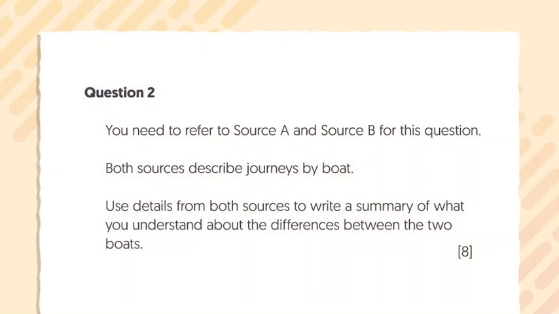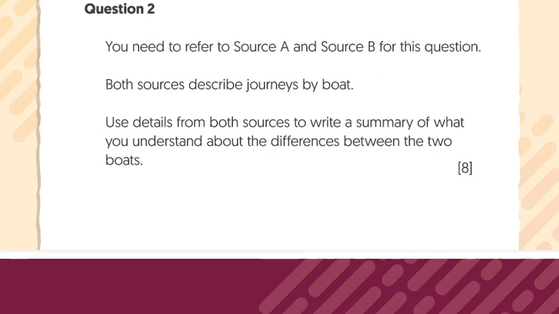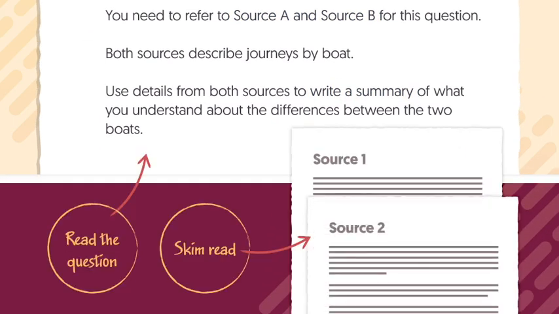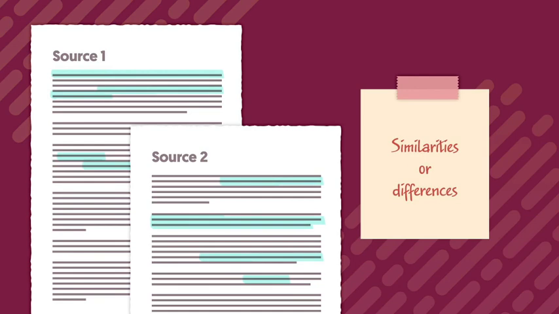You'll be told to refer to both Source A and Source B and to write a summary of either a similarity or difference between them. Now, the first thing to do is to read the question, and then skim read the source materials. While you're reading the first text, highlight some of the key points related to the focus of the question. Then, skim the second text, focusing on the differences or similarities. Remember, the question can ask you to look for similarities or differences, so make sure you read the question carefully.